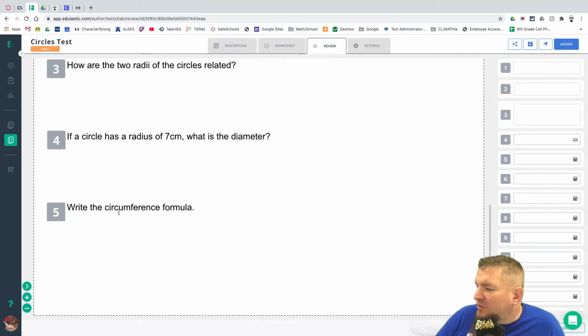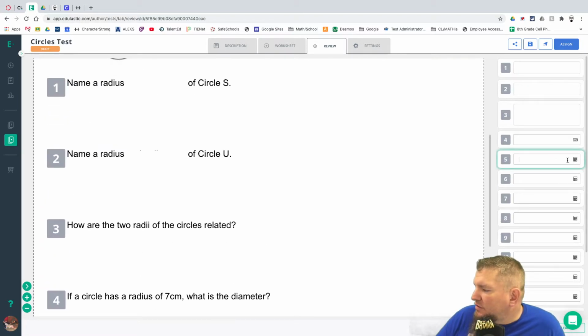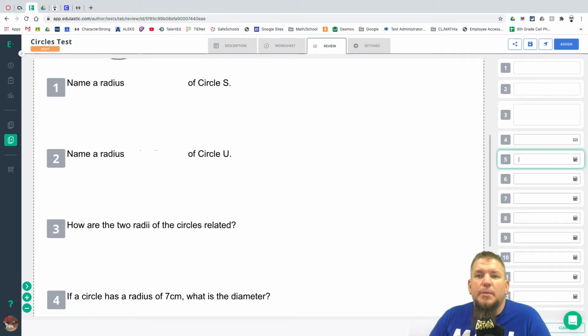The circumference formula, when you're writing that one out, that's number 5. So you can type in here whatever C stands for, circumference, and then you can just hit the equals button. So C and then equals on your keyboard. When you write in things like pi, you don't need to use the symbol. I want you to just write the letters pi, right next to each other, pi, just like that. That would be how you write out pi.